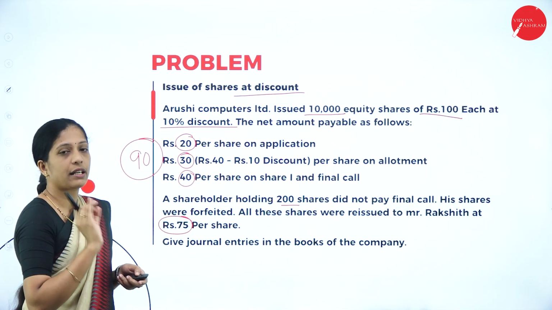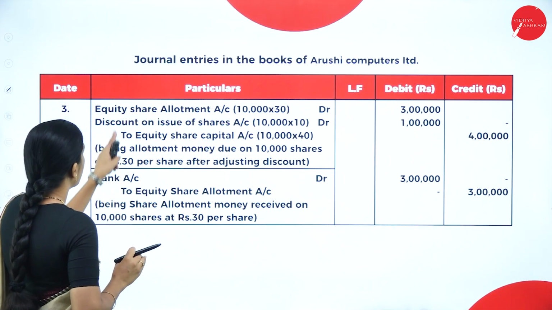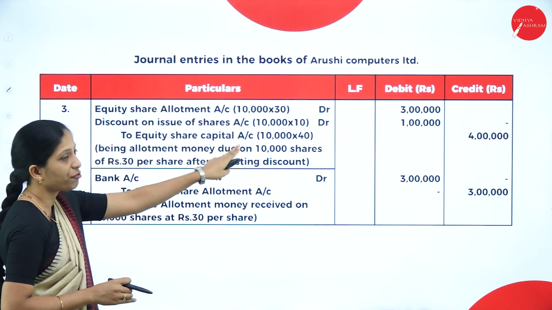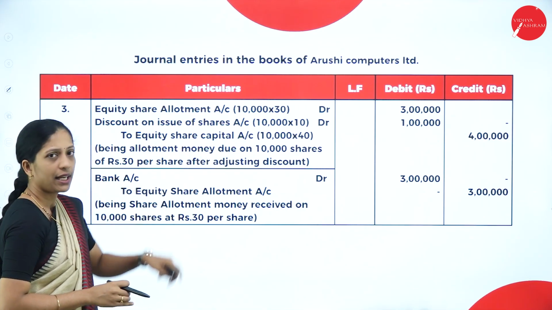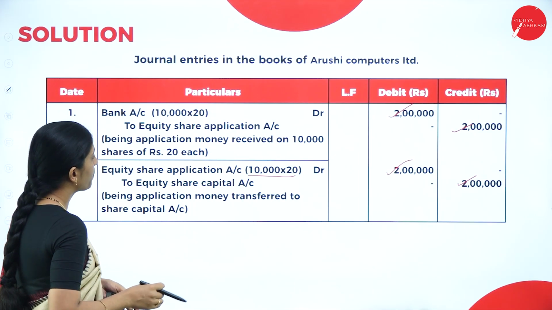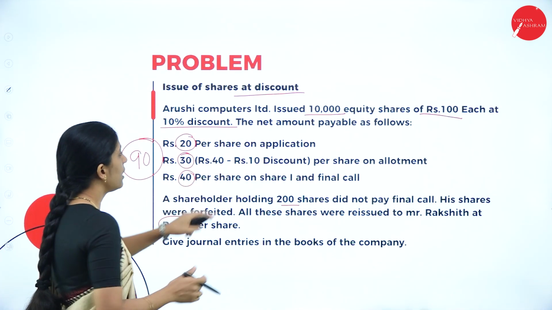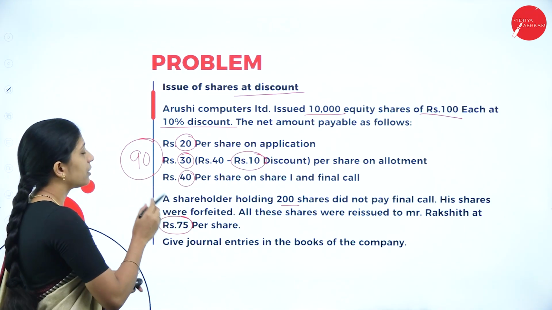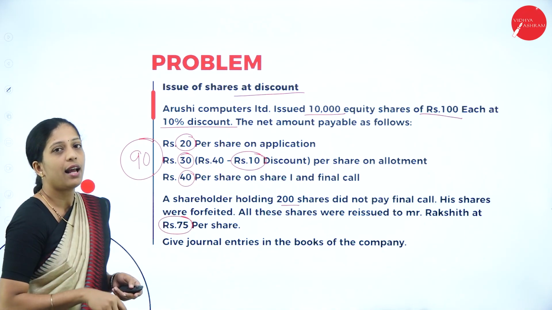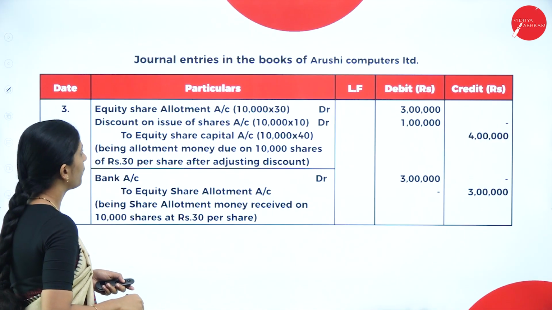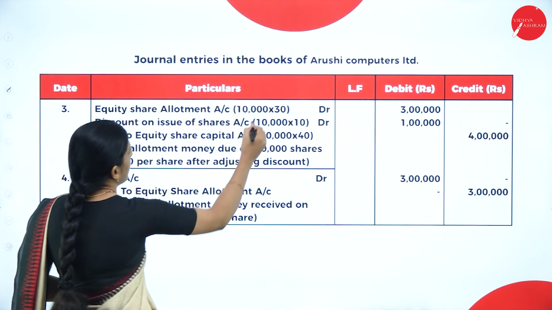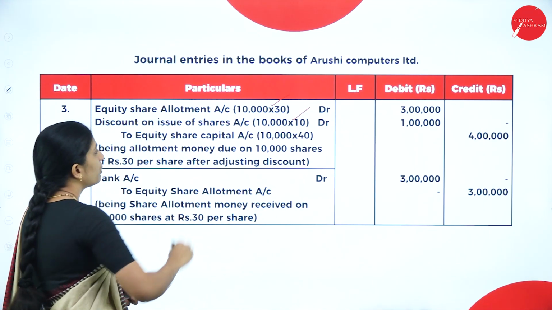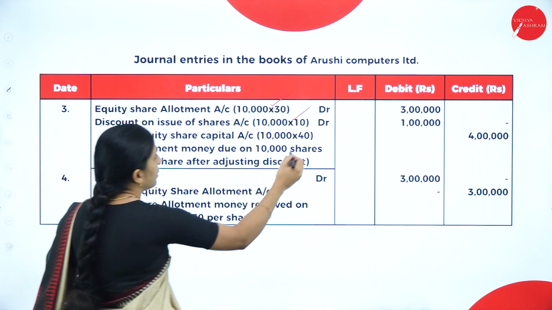So, extra entry you have to record here. Your entry will be equity share allotment account debit, discount on issue of shares account debit to equity share capital account. So, at what price are they allotted? 30. Out of this 30, we have 10 discount also. So, 30, then 10, then the amount will be 40. Okay, so how do we record? Share allotment account 10,000 into 30, discount on issue of share 10,000 into 10, to equity share capital account 10,000 into 40.